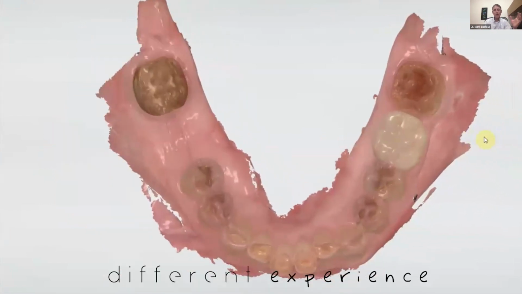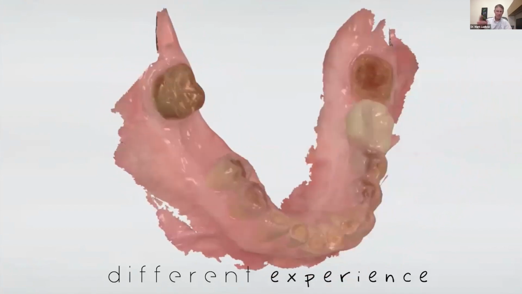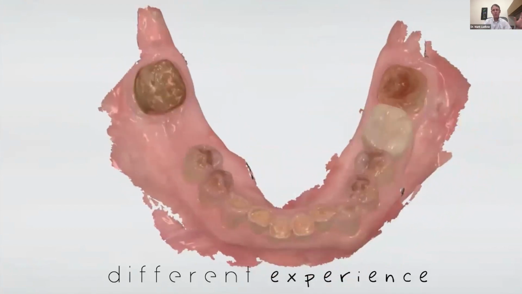And it's really a great thing, because then the patient looks at their scan and goes, well, yeah, whoa, what's this? Why does this look like this? Or why is this like this?